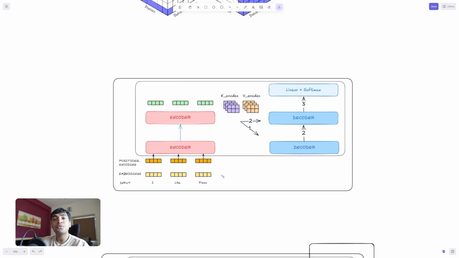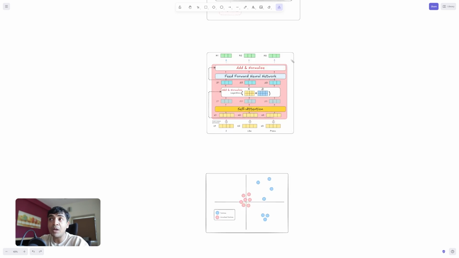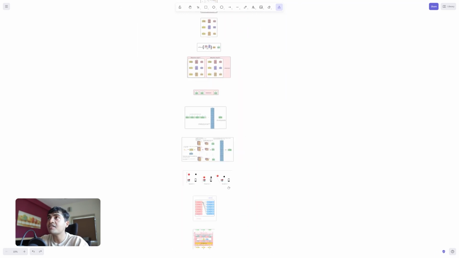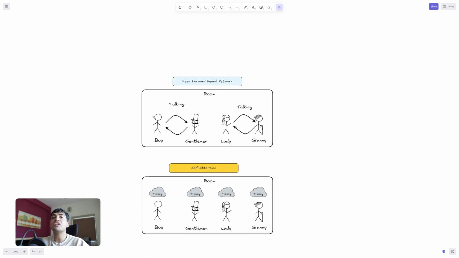Now, if you go back to the encoder block, we add and normalize. Why is that done? To preserve the information that we originally started with, so we do not lose any important things. And we again have our Z scores, and we give that to the feed forward neural network. I hope you remember what the feed forward neural network does. It basically lets the different tokens communicate between each other.